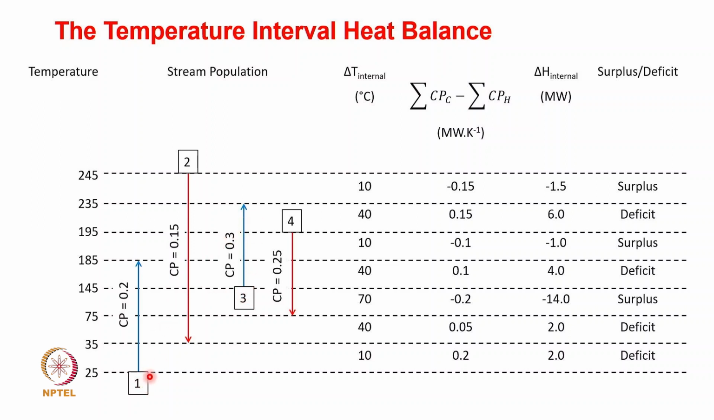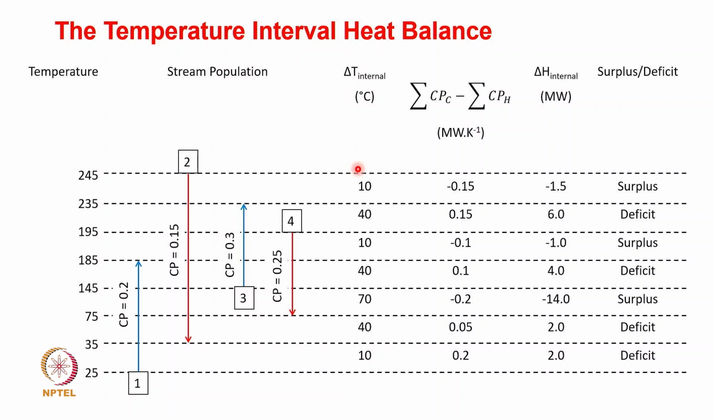So stream 1 is a cold stream, it enters at 25 and exits at 185. Stream number 2 is of course a hot stream, it enters at 245 and exits at 35, and so on for the remaining ones. And now we are going to draw the delta T differences. So between 235 to 245 it is 10 degrees, 195 to 235 it is 40, and 185 to 195 it is 10, and you make the entire delta T differences between each of these steps.